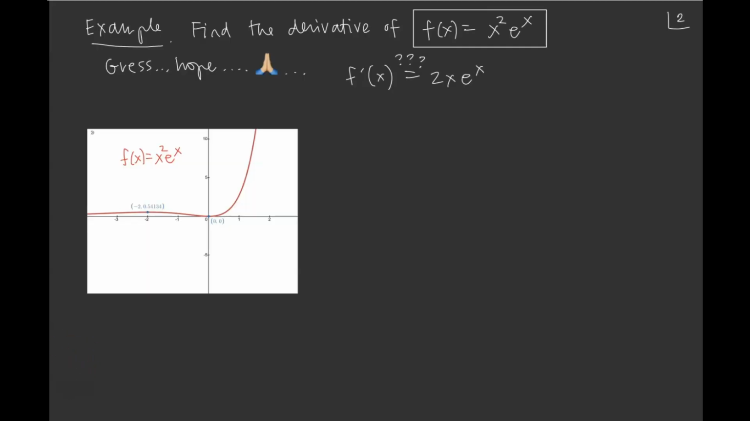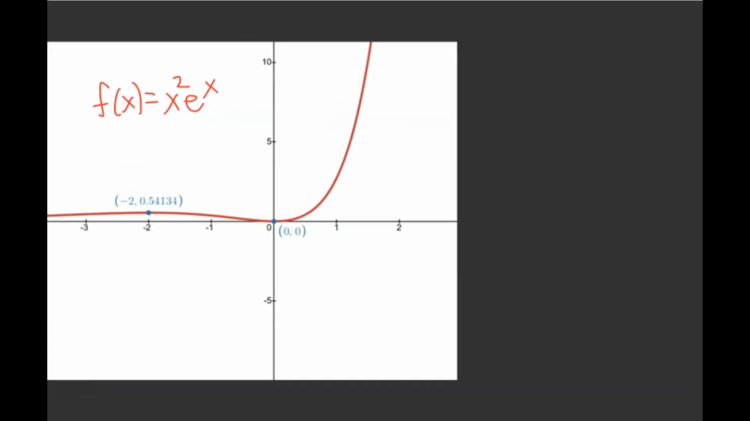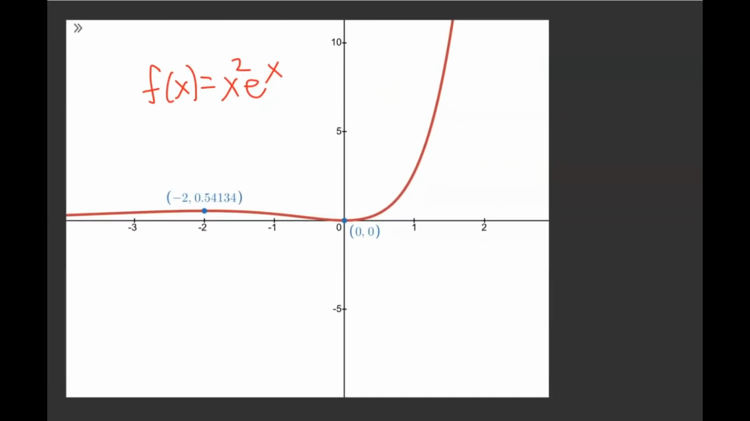So here is the function that we want to find the derivative of. This is that function, and we can kind of see how it behaves. It looks like it's climbing. It has a maximum right here, and then starts going down, hits 0, 0. That's a minimum, and then it just takes off from there like a rocket.